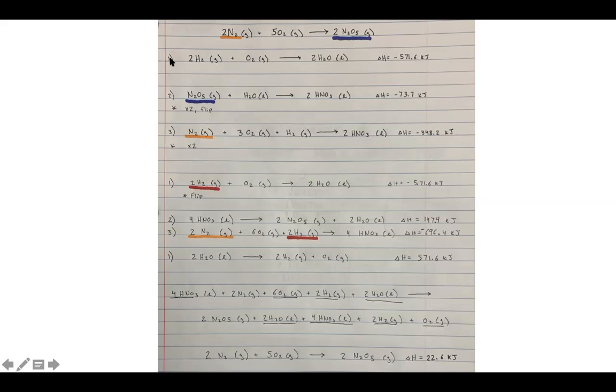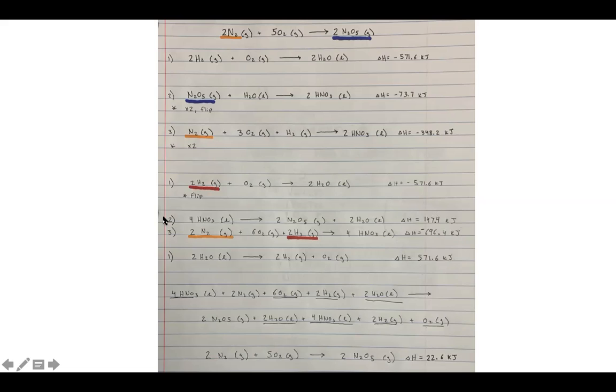So the delta H of sub-equation 1 should have gone from negative 571 to positive 571 because we eventually flipped it. And our delta H for sub-equation 3 would have had to be doubled. So it's no longer negative 348. It would be negative 696.4 kilojoules. And so to find the overall delta H, you just add up the delta H's of your sub-reactions after you've manipulated them.